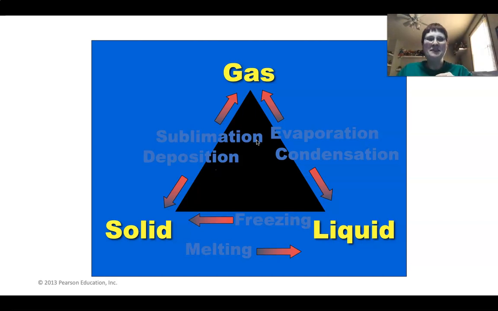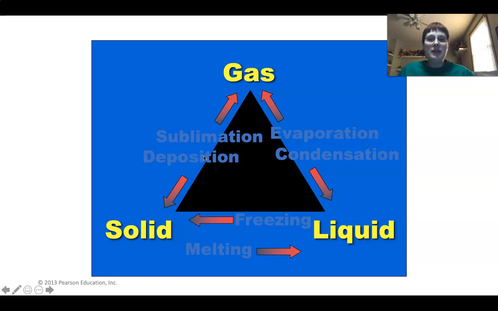If you've ever noticed your ice cubes in your freezer slowly disappearing, that's actually sublimation. What's happening is that your freezer is slowly converting the solid ice cubes into gas vapor. And so they are actually kind of melting, they're sublimating.